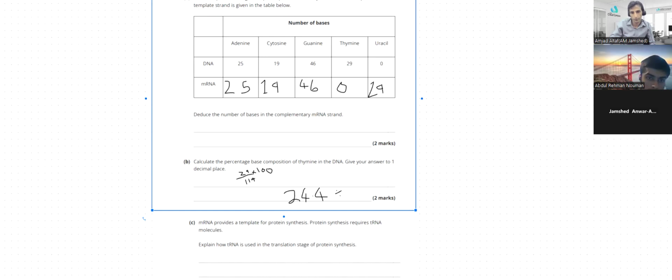mRNA provides a template for protein synthesis. Protein synthesis requires tRNA molecules. How is tRNA used in the translation stage of protein synthesis? It's a 5 mark question, Abdul, so you need a detailed answer.